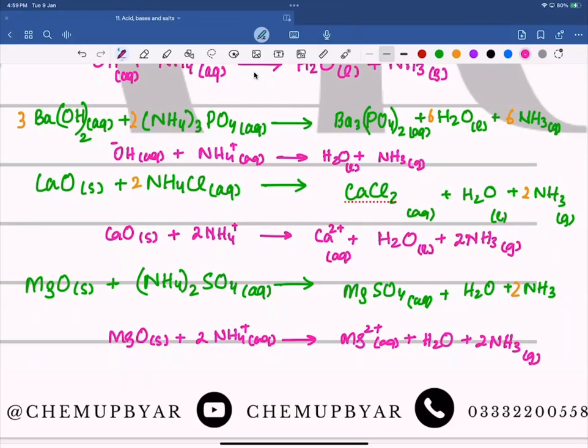NO3 -1, Cl -1, SO4 2 minus, PO4 3 minus.